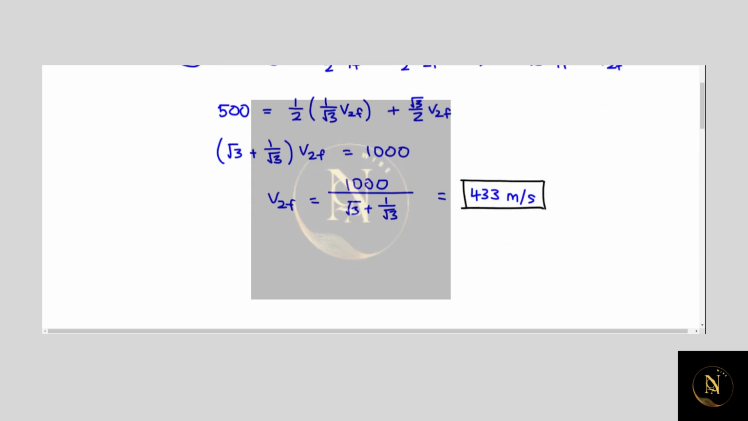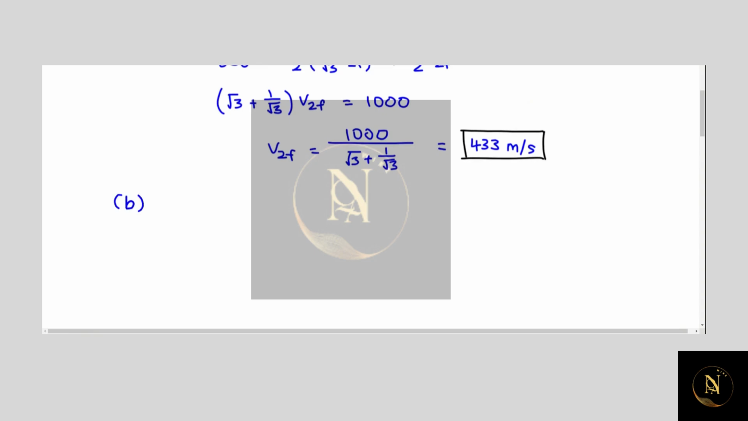And then part B, we want to find v1f. So v1f is 1 over root 3 times v2f. You just put in the numbers and you get 250 meters per second. So this is the answer, the speed of the projectile proton. And that's all for this question.